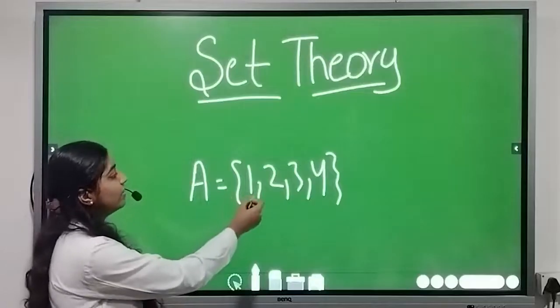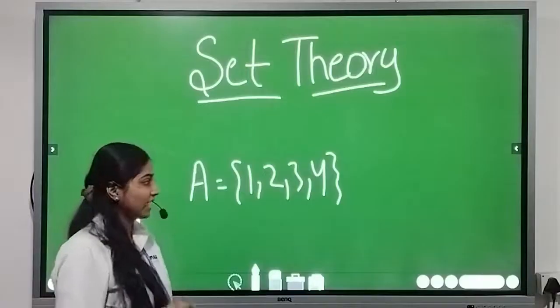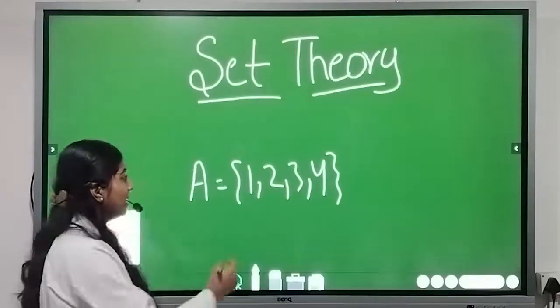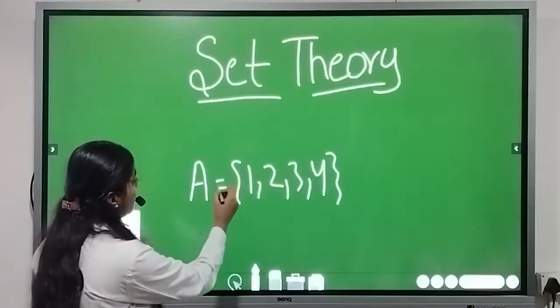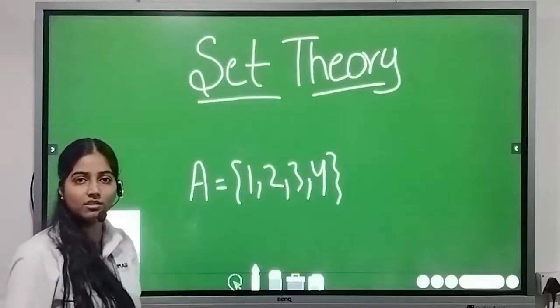Moving on to the rules we follow while representing a set: a set is represented by curly brackets, and the elements are written inside the brackets and separated by commas. Second, order can be interchanged. Repetition of elements is not allowed. And the last is that we write the set name in a capital letter and the elements in small letters.